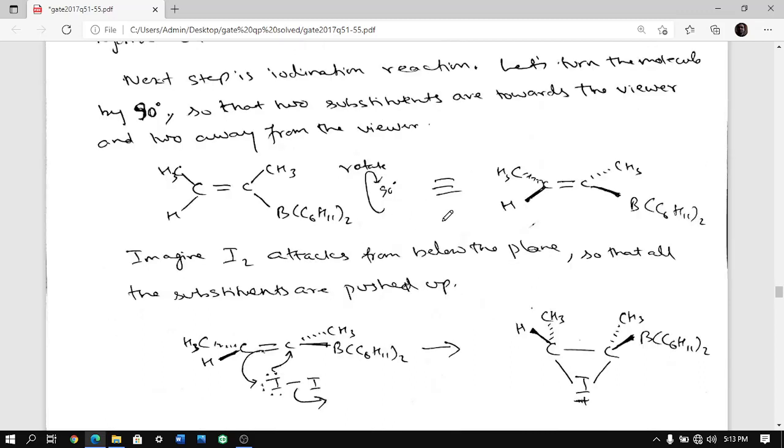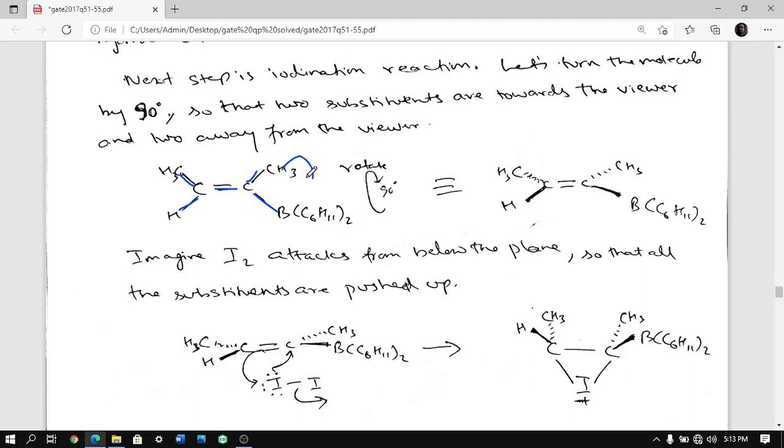Second, once this is formed, now we are reacting with I2. Now it will be easy for me to explain attack from down or above. What I am going to do is, right now this and this all are in the plane. That means they are all on the board.